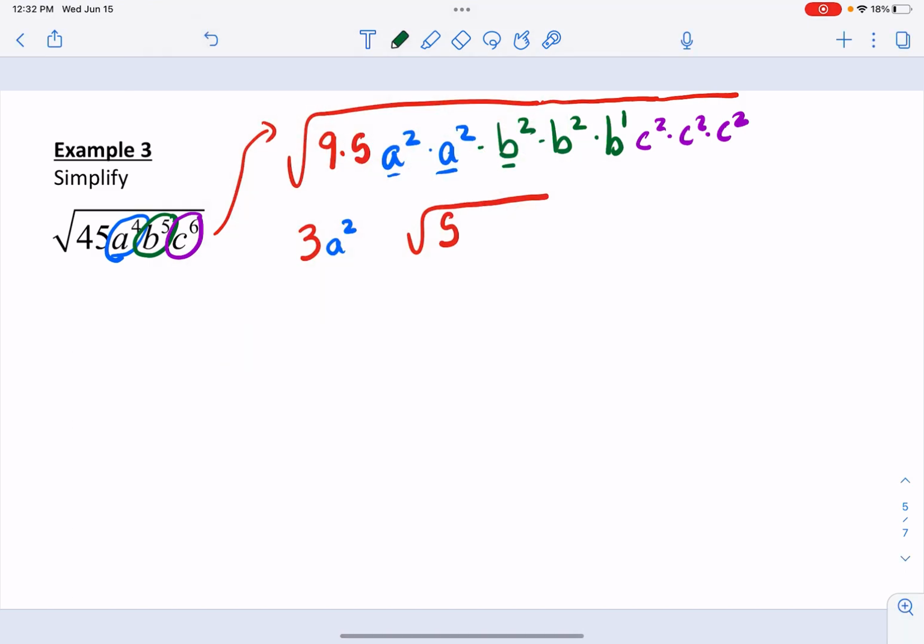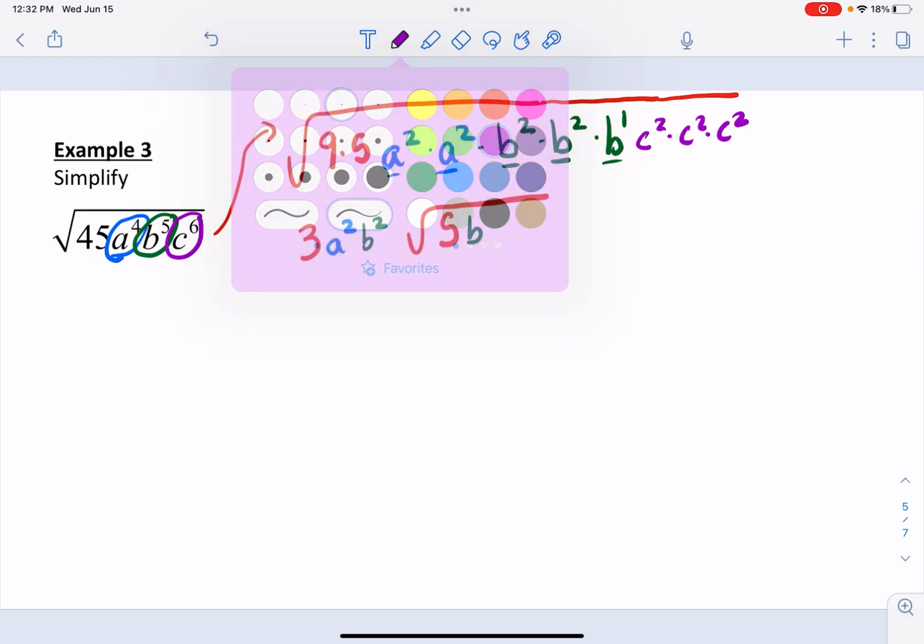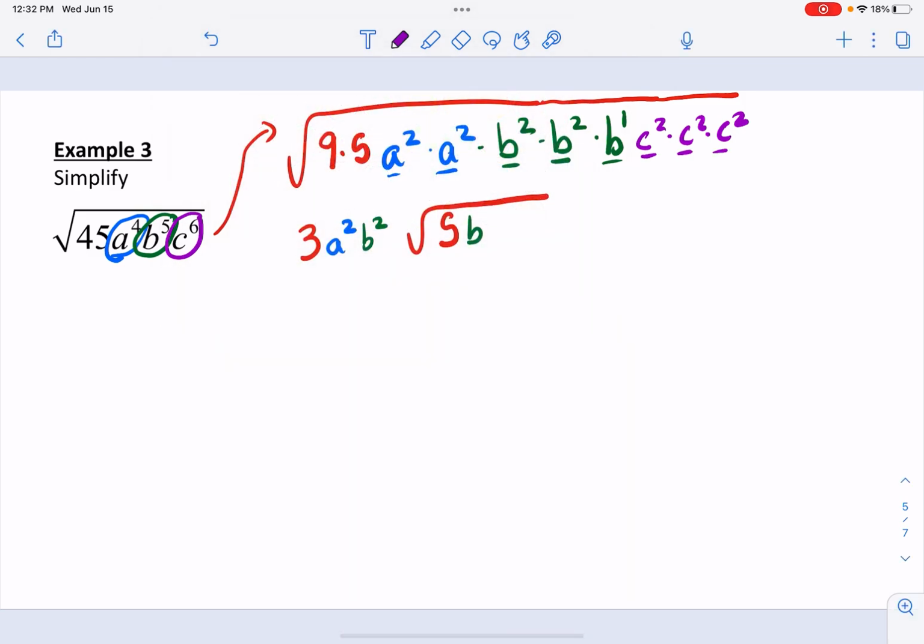For my b's, I have 1, 2, but this b can't be breaking out because he doesn't have a squared power, so that b gets left like that. For the c's, I have 1, 2, 3 of them to the second power, so I just get c to the third out front. So that's how we would do that.